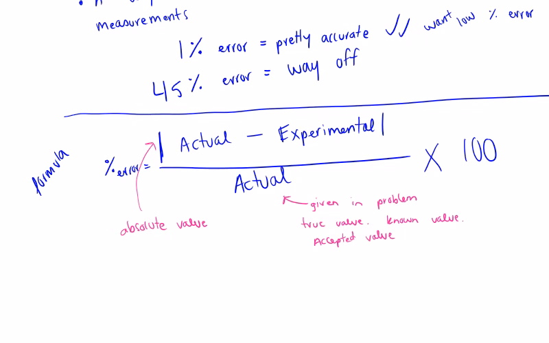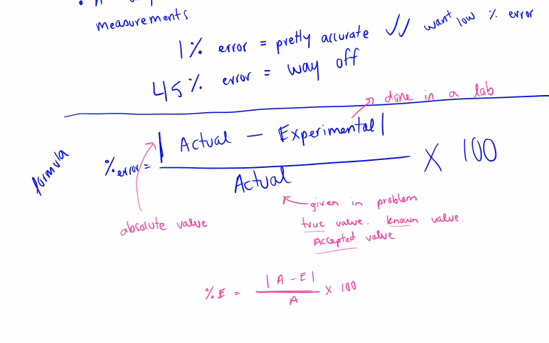Okay. So not all the problems are just going to explicitly say the actual value. Like I said, you might see true value, known value, accepted value. The experimental is what's done in a lab. Most of the problems are going to tell you that it was done in a lab by a student. You have to have this formula memorized. I usually just write percent error equals accepted minus experimental all over accepted times 100.